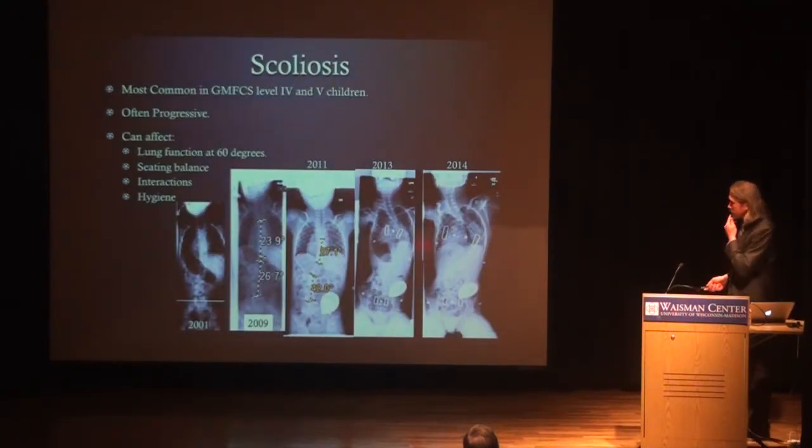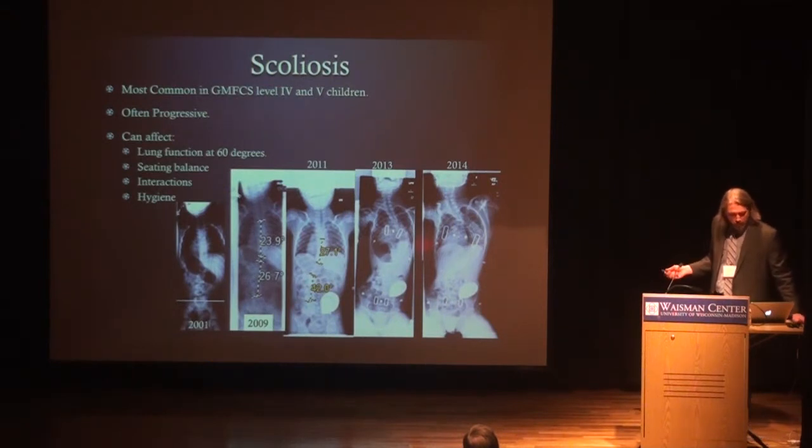Okay, so this will be the last kind of procedure that I'll talk about. So scoliosis. This is most common in the kids with GMFCS levels 4 and 5. It's often progressive, and one of the problems is it can make seating difficult, can make hygiene difficult, and really it can affect pulmonary function at around 60 degrees.